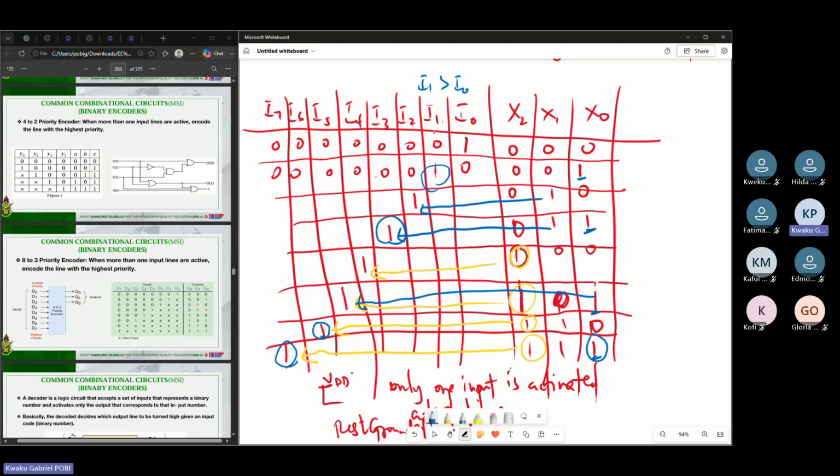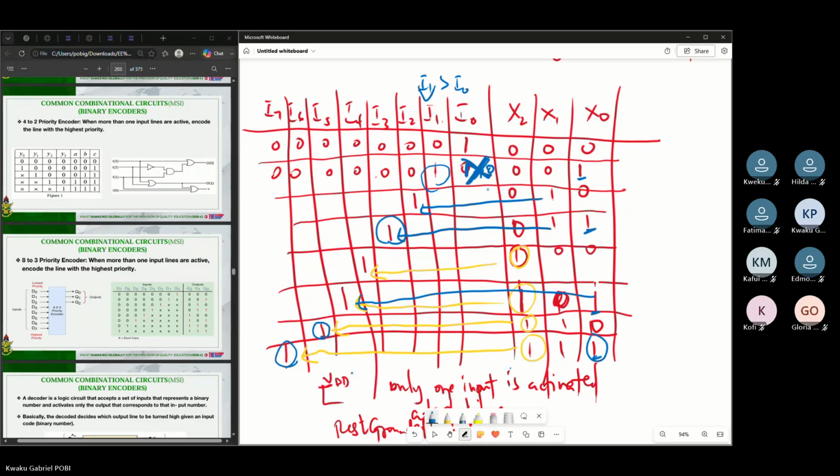But let's say we've activated I1. Whether we activate I0 at the same time or not, we don't care. We still output I1 as 001. That means that whether I0 here is 1 or a 0, we don't care about it. We just activate the one with the highest priority in this case, which is going to be I1. So we make I0 a don't care.